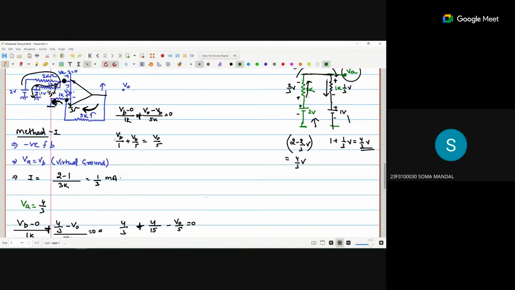Yes, you did KCL here. Yeah, you can apply the formula also. That will give the same answer. 1 plus 5 into 4 by 3. So 6 into 4 by 3, that is also the 8 volts. Yes, sir. Okay. Yes, sir. Okay.